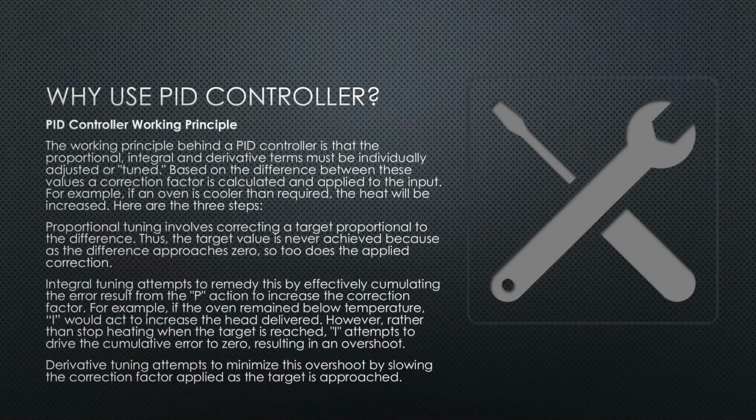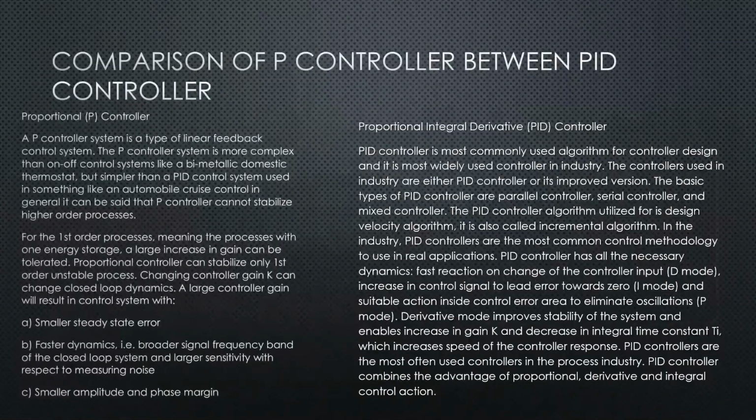Integral tuning, or I, attempts to remedy this by cumulating the error resulting from the P action to increase the correction factor. Derivative tuning, or D, attempts to minimize overshoot by slowing the correction factor applied as the target is approached. To summarize this slide, a P controller can only stabilize first-order unstable processes, meaning processes with one energy storage. A PID controller can stabilize higher-order unstable processes, and it is the most commonly used controller design in the industry.